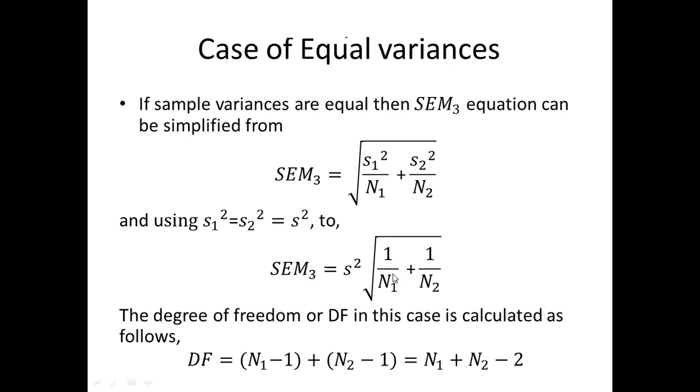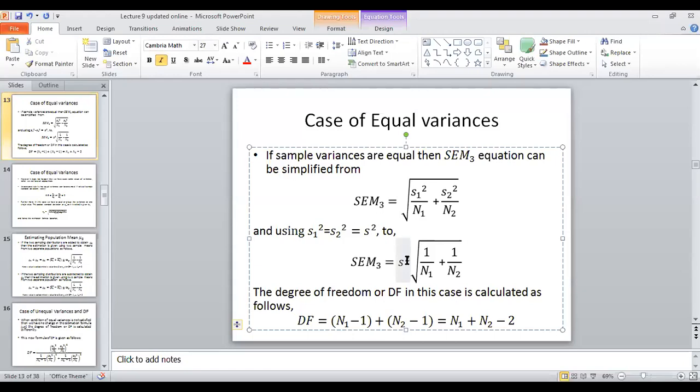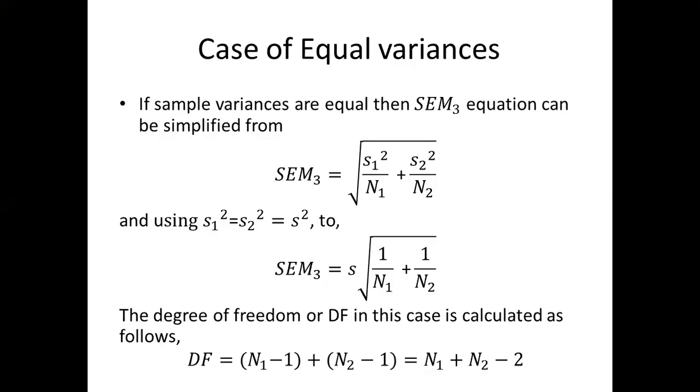I would like to make a little correction here. When S square comes out of the square root, it would not be the S square term, rather we would simply have the S term. So let's make this correction, because S square would be inside the square root but not outside. Okay, so the degree of freedom, or the DF, in this case is calculated as follows: N1 minus 1 plus N2 minus 1, or N1 plus N2 minus 2.